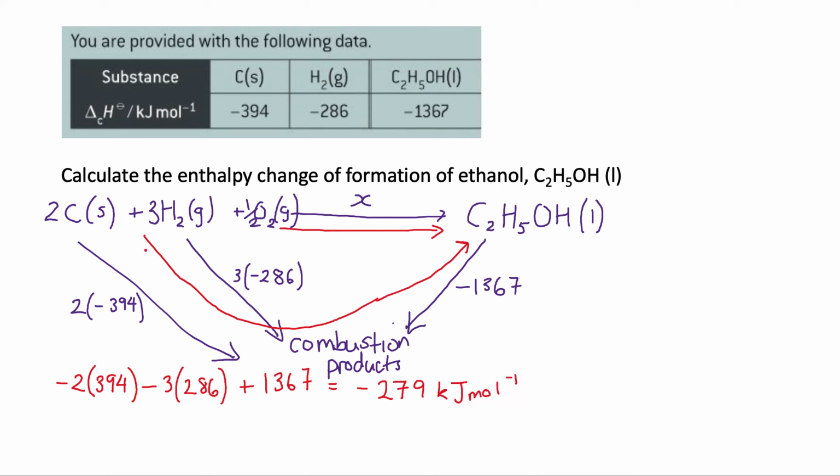Okay, so that means this route over here equals minus 279 kilojoules per mole. According to Hess's law, if the starting and final conditions are the same, this route here also equals this route X over here, and that means this value, this arrow here, is also worth minus 279 kilojoules per mole, and therefore the enthalpy change of formation of ethanol is also minus 279 kilojoules per mole.